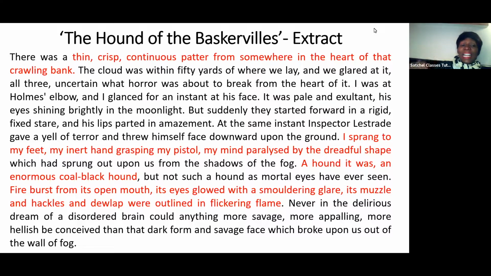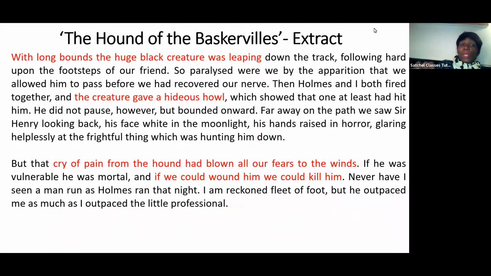Never in the delirious dream of a disordered brain could anything more savage, more appalling, more hellish be conceived than that dark form and savage face which broke upon us out of the wall of fog. With long bounds, the huge black creature was leaping down the track, following hard upon the footsteps of our friend. So paralysed we were by the apparition that we allowed him to pass before we recovered our nerve. Then Holmes and I both fired together, and the creature gave a hideous howl that showed that one at least did hit him. I did not pause, however, but bounded onward.